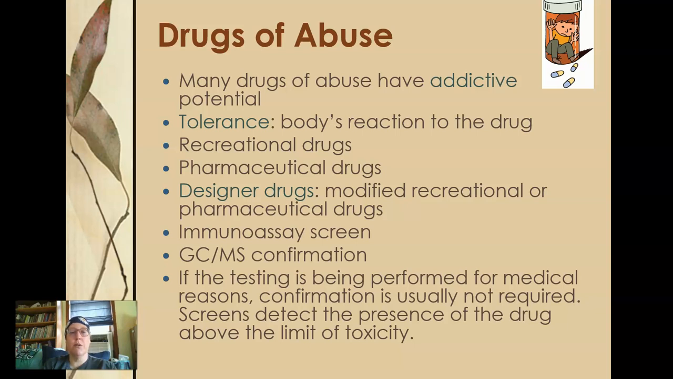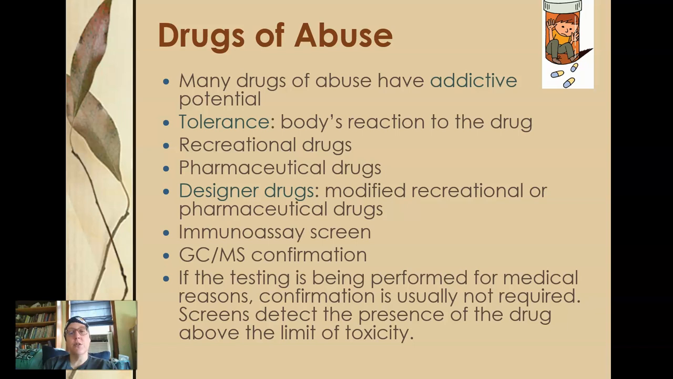The drugs of abuse can be recreational drugs. So you think about things like marijuana, even though marijuana has become legal for medical reasons, it still can be abused. And then things like PCP, LSD, ecstasy, amphetamines, and all of that. Those are your recreational drugs. And then drugs of abuse are also pharmaceutical drugs, especially all your painkillers. They have a high potential for abuse, and so they are often part of the drugs of abuse panels.